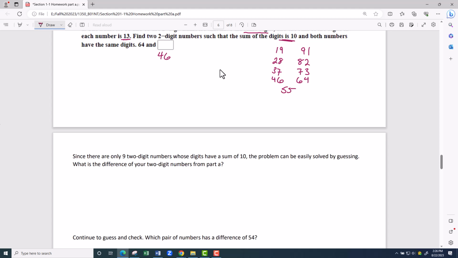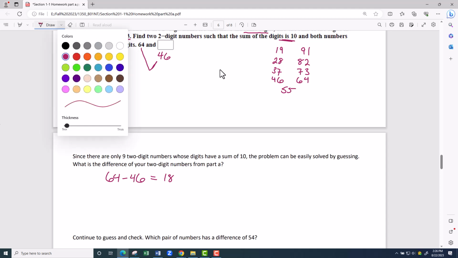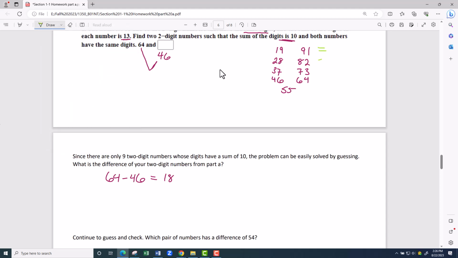What is the difference of the two-digit numbers from part A? So in other words, what's the difference between 64 and 46? Well, 64 minus 46 is going to give us 18. Well, let's look at the difference between all of these sets. I'm just going to subtract them. Basically, 91 minus 19, the difference is going to be 72.